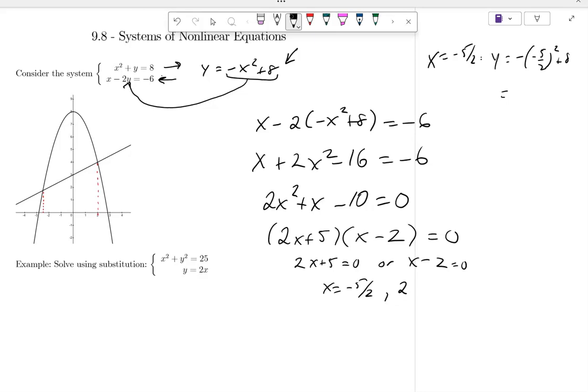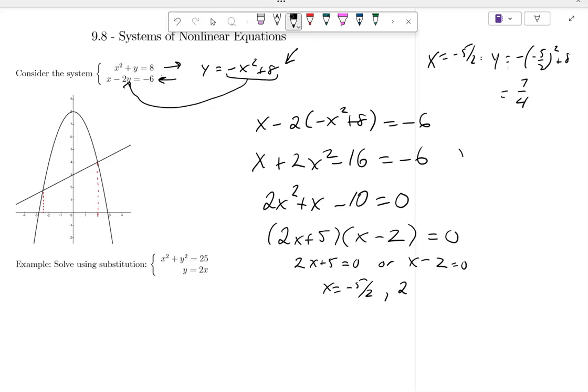When I square negative 5 halves, we'll get positive 25 over 4, but I got a negative out in front. So it's negative 25 over 4 plus 32 over 4, 7/4? Good. So what I got when I was just going through it, I get 7/4.